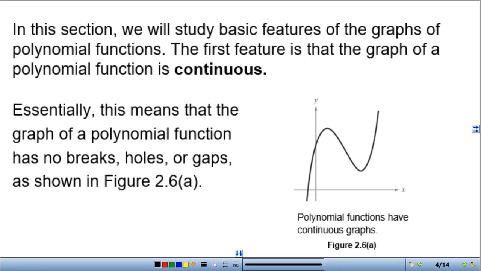In this section, we're going to study basic features of the graphs. First thing to know is continuous, which means basically there's no breaks. So every polynomial function, well, in this case, the polynomial functions won't have any breaks, holes, or gaps. It's going to be continuous. It's going to flow nicely.